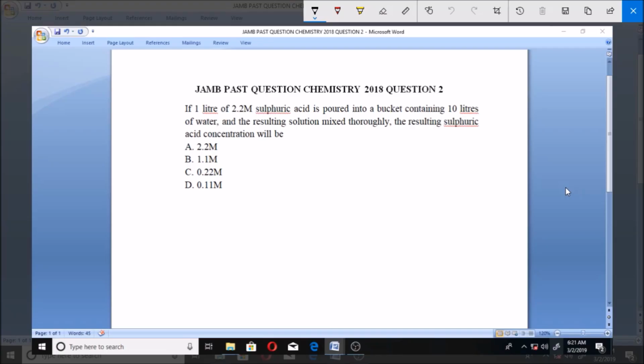Hello, welcome. Let's look at this JAMB past question for chemistry 2018. Question number 2.